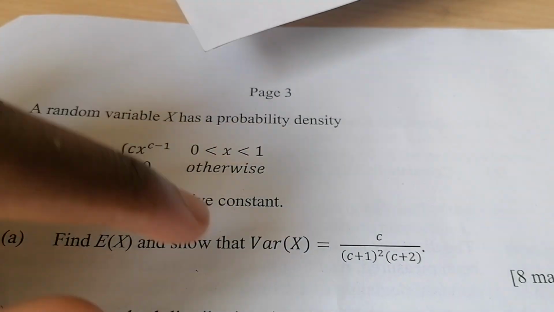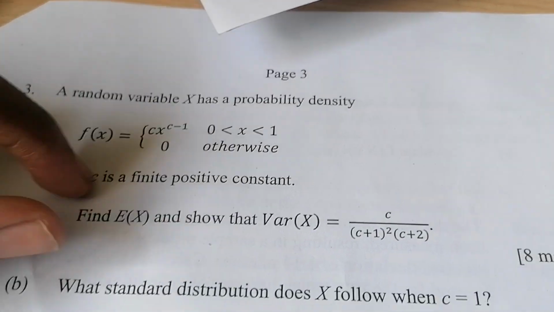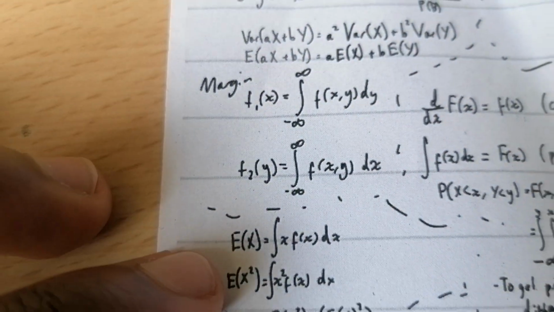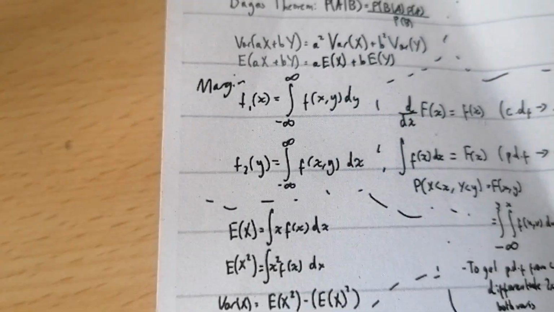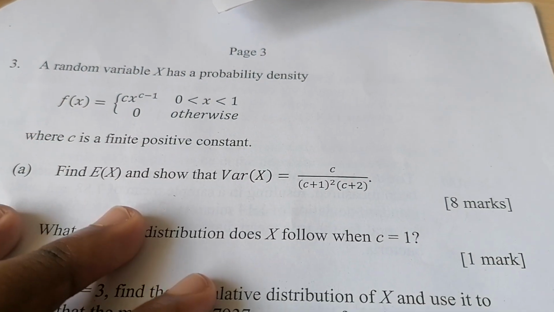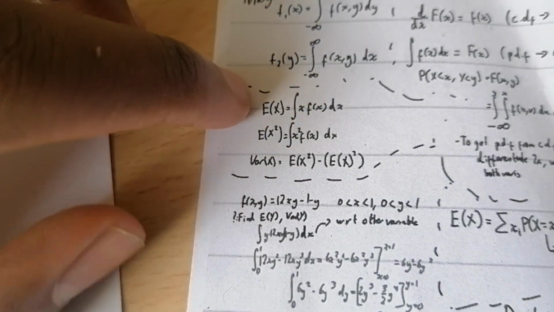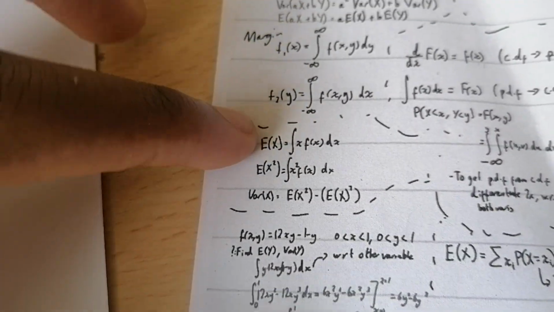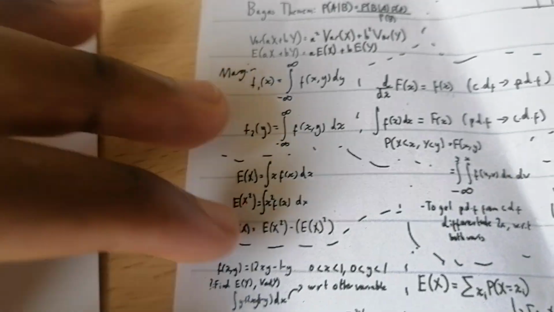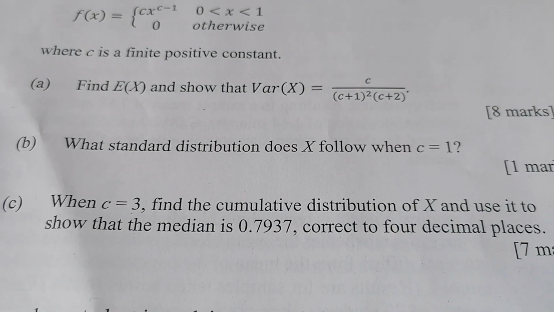And then for the variance, you have to find E of x squared. So you multiply by x squared, integrate with the bounds and everything, and then you do that minus the square of the expected value, and that gives you 2 different fractions. Putting that into one fraction did give you that, so I'm confident about those 8 marks there.